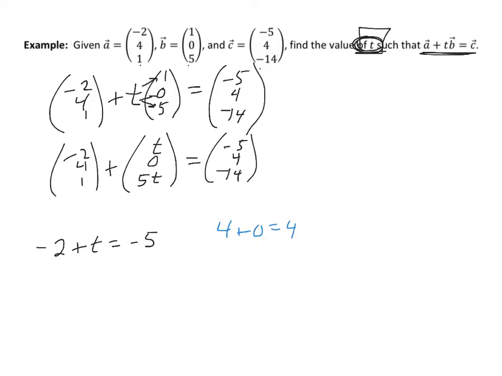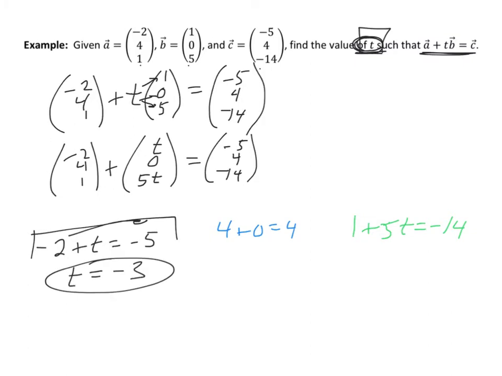And the z components would tell me that 1 plus 5t equals negative 14. Now, let's go back to this first one. If I'm looking at this one and I solve it, I'm going to wind up getting that t is, if I just add this 2 over, t is negative 3. Okay, so I seem to have found the value of t.